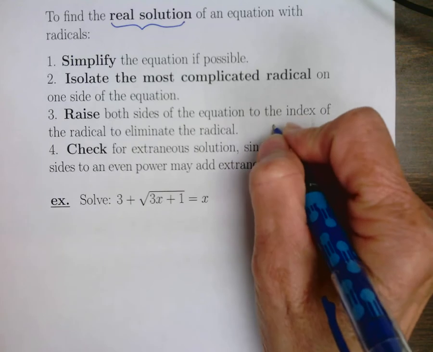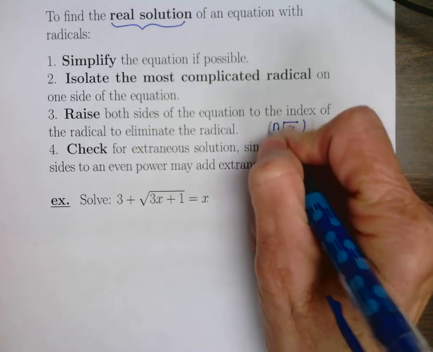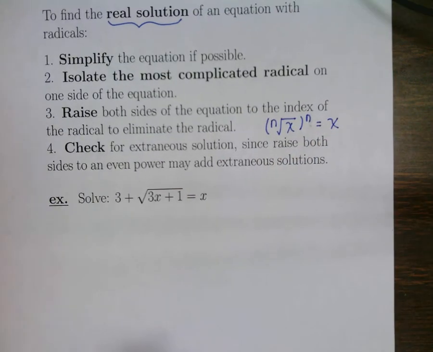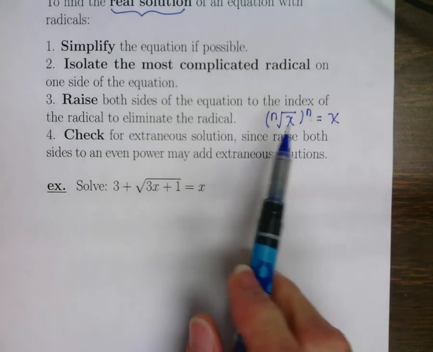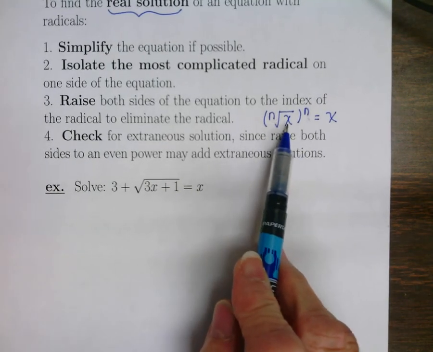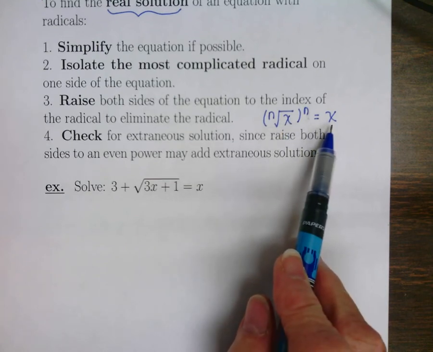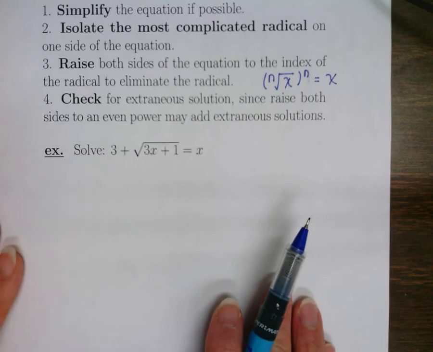Basically, what we're using is the fact that the nth root of x raised to the nth power eliminates that radical. So that's what we're using. And then we have to check for extraneous solutions because the nth root of x may have a restricted domain where x itself does not. So we always have to check. Okay, let's look at an example.